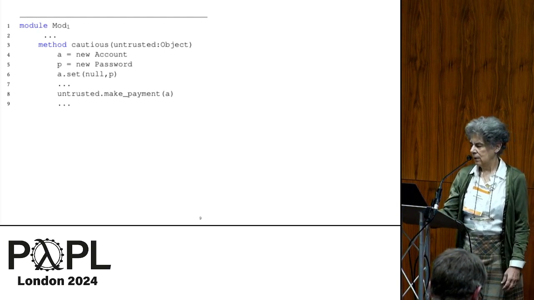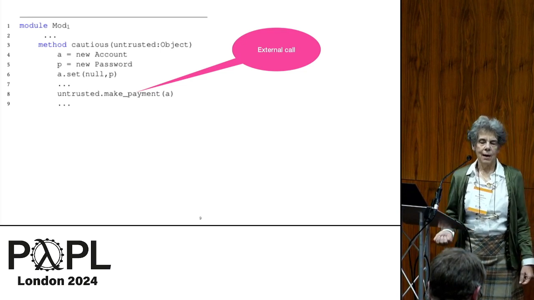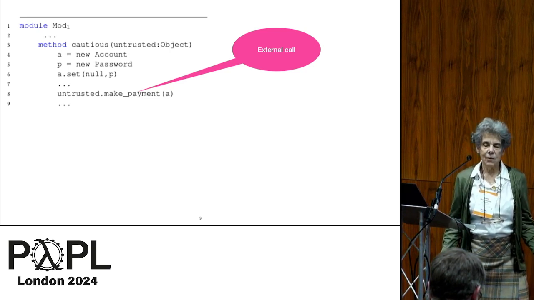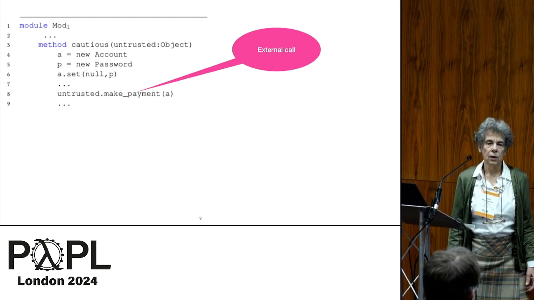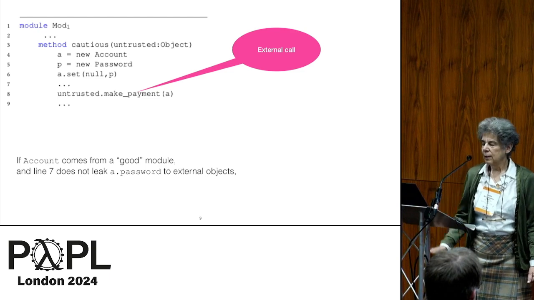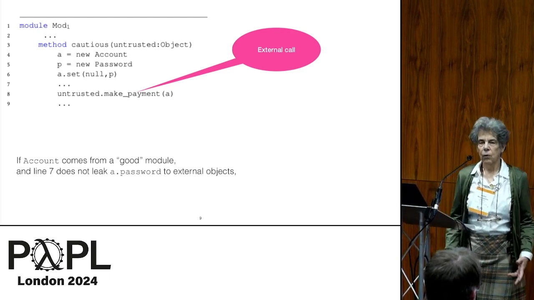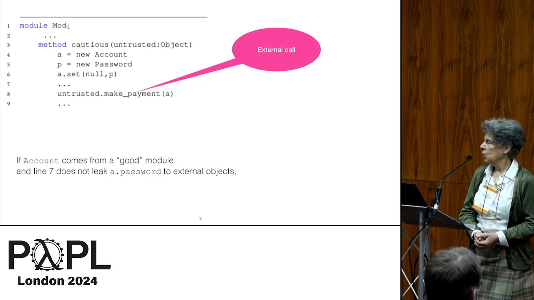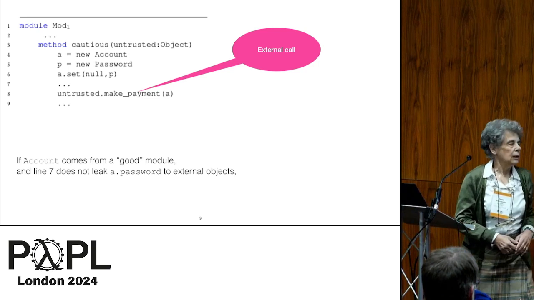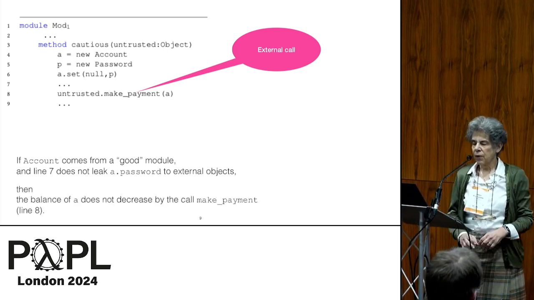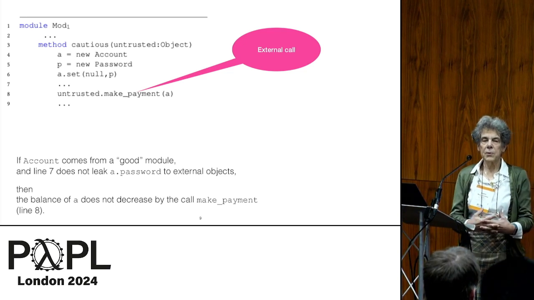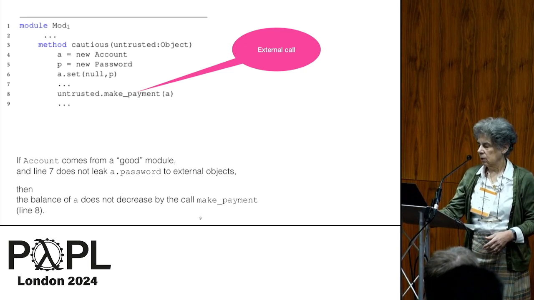And then on line 8, I have got an external call. What I'm doing is I am calling the method make payment on untrusted, and I'm passing my account. So what I'm hoping is that this untrusted is going to put some money into my account. But what I need to prevent is that they take my account and take money out of it. And indeed, if the account comes from a good module, the one that satisfies this specification that I want to talk about later on, and if on line 7 here I did not leak the password to external objects, then after the call I have the certainty that the balance of my account has not decreased. Perhaps and hopefully it has increased, but it definitely has not decreased.